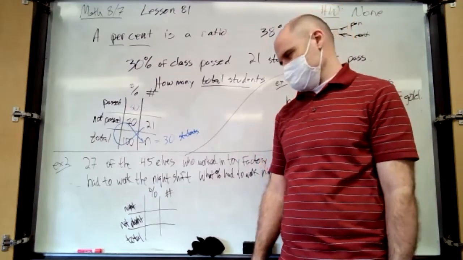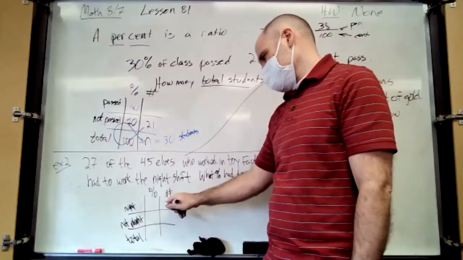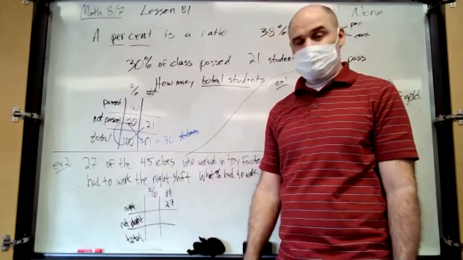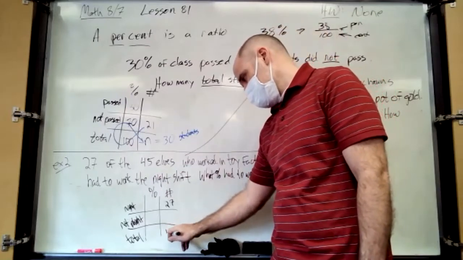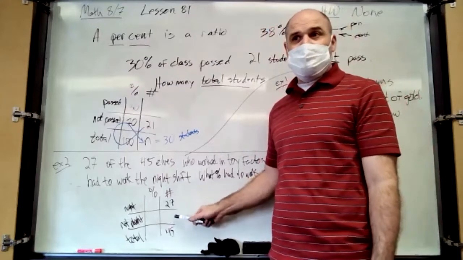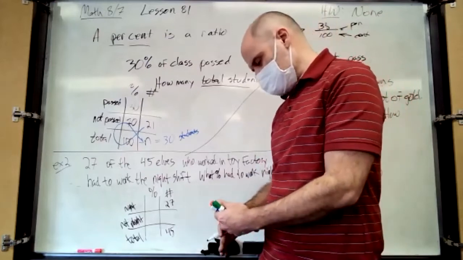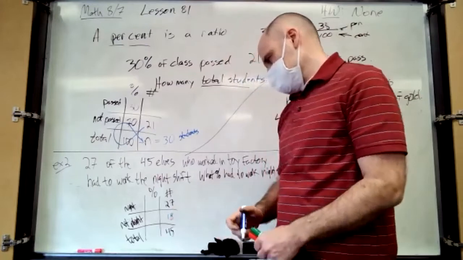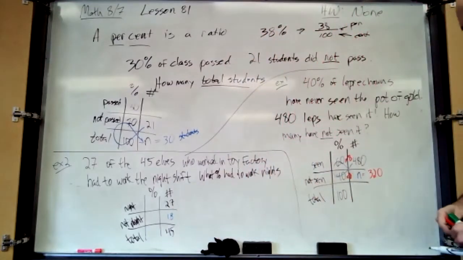Maren? It's two crosses under the number one. Yep, so right there. So 27 out of the 45. Where's the 45 go? Adeline? Two under the 27. Yep, so the total, 45. Okay, so guess what? We could figure out that number, right? Because these two have to add up to 45. So if we just do that subtraction real quick, we get 18. Because 18 and 27 equals 45, okay?